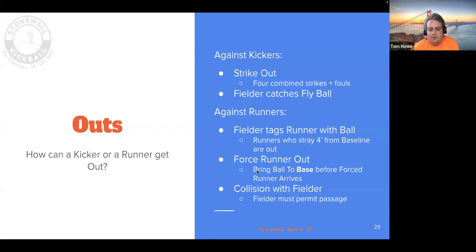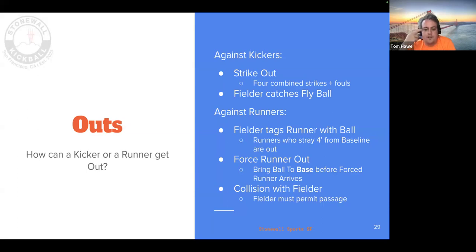Force runner out, so bringing the ball to a base before a runner arrives. So remember that example where we had a runner on first base, but here runner on first base, you are forced to run to second. So if the fielding team gets the ball to second before you're able to get there, you are out.